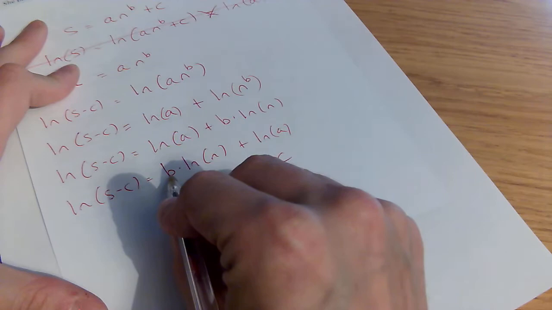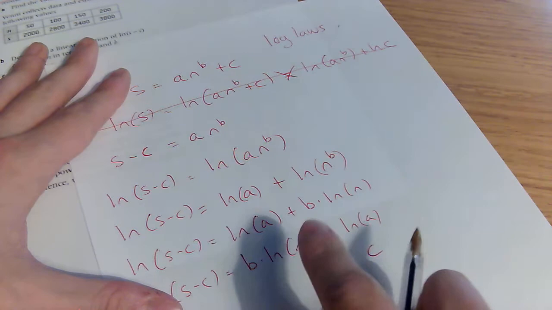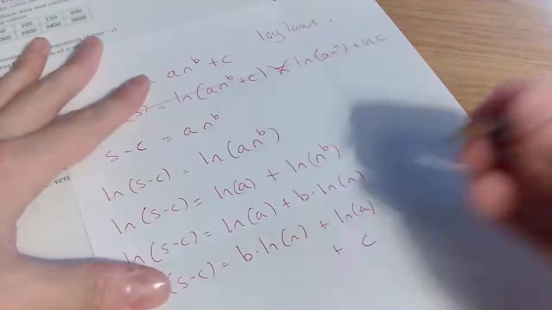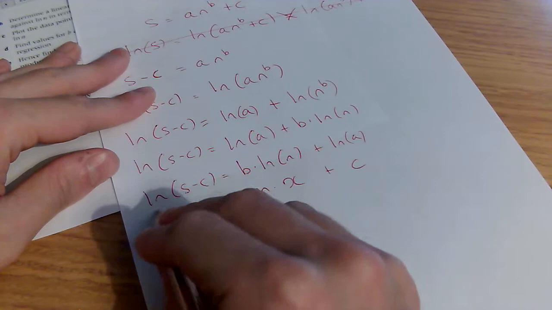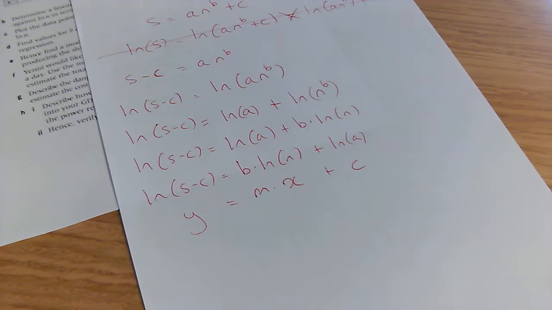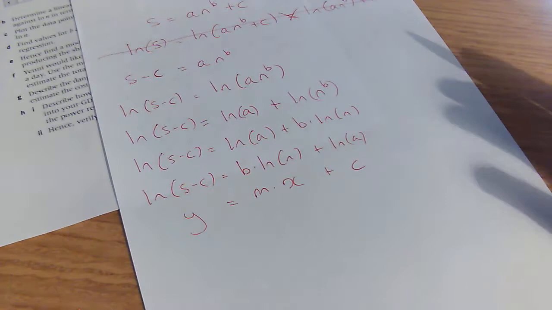Well, b is also a constant. Again, we don't know what it is yet. It's the constant that's the power here, and now it's here. So that's also a constant. And this ln of n, well, that's the variable, because the n is the input, the number of shirts being made. It's kind of like an x in a linear equation. And this b is kind of like the thing that you normally times x by in a linear equation, m. This is the output. So this ln of s minus c is kind of like a y. So we've now got an equation that is basically in the form of y equals mx plus c. It's in a linear equation form.